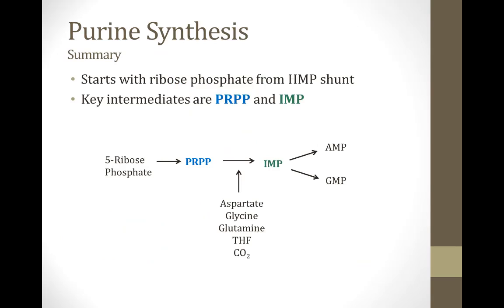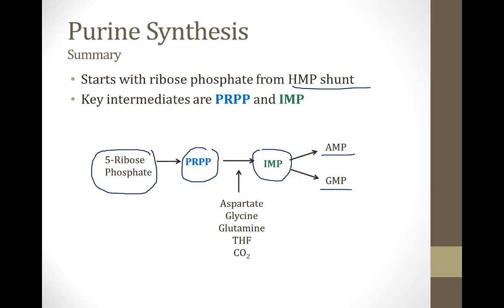So here's a summary slide of the key points to remember about purine synthesis. The process begins with a 5-ribose phosphate molecule, which comes from the HMP shunt. The key intermediates are PRPP and inosine monophosphate, and IMP can be converted into the final products of AMP and GMP. And this whole process involves the use of amino acids, like I've shown here, and also tetrahydrofolate and carbon dioxide. There are, of course, many more steps than what I've shown here. You can look these up in a biochemistry textbook if you wish. What I've shown you on the screen are the most important steps to know for step 1 of your boards.